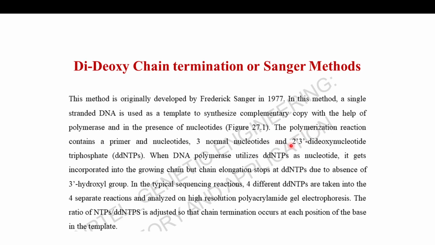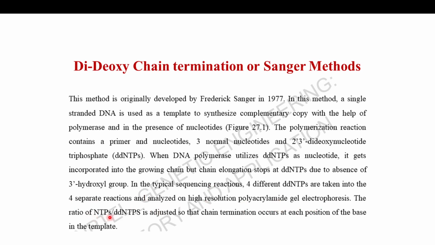Okay. So that particular nucleotide is called ddNTP or 2' 3' dideoxynucleotide triphosphate. Now, when DNA polymerase utilizes ddNTPs as nucleotide, it gets incorporated into the growing chain, but the chain elongation stops at ddNTPs due to the absence of 3' hydroxyl group. So in the typical sequencing reactions, 4 different ddNTPs, because there are 4 different bases A, T, G, C. So 4 different ddNTPs are taken into 4 separate reactions and analyzed on high resolution polyacrylamide gels.